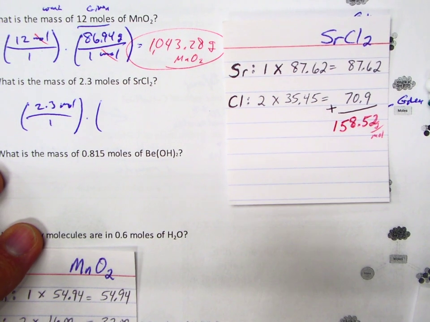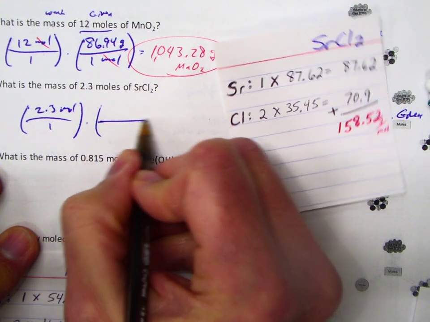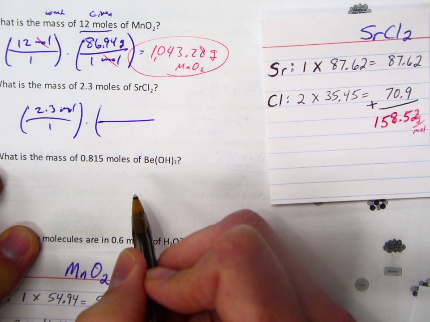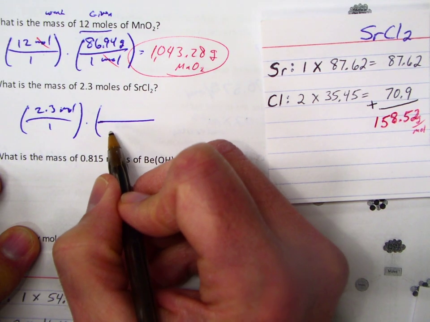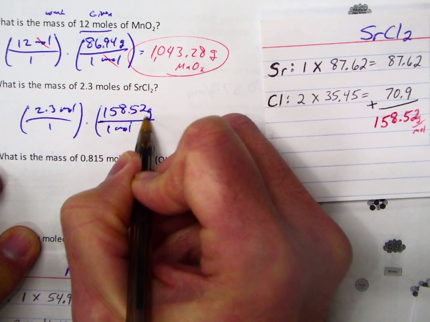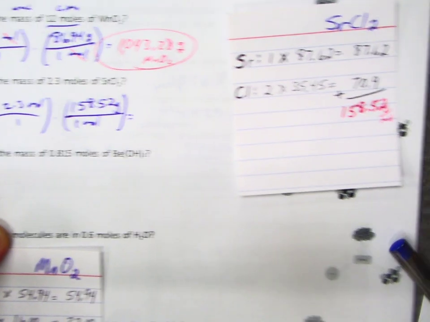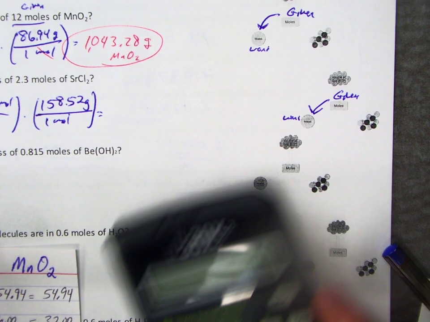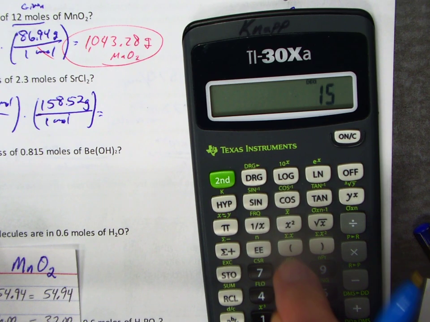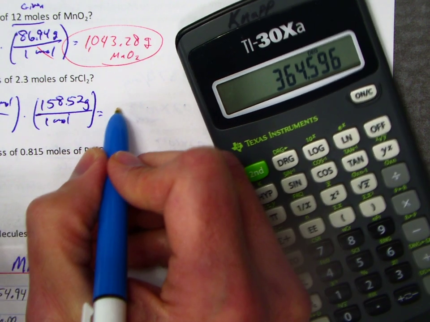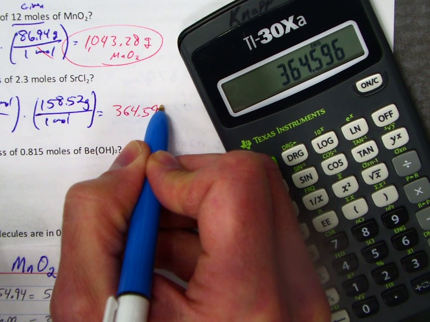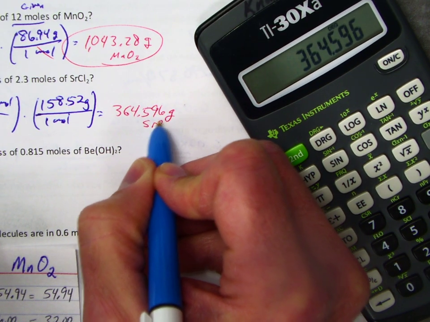Molar mass of strontium chloride is 150. Again, you want to show this on your correctives, where you came up with the numbers. Don't just go straight to the molar mass. So 1 mole of strontium chloride is 158.52 grams. And from here we can do the math. Again, we're not going to worry about multiplying across the bottom because it's all going to be 1. But 2.3 times 158.52 will give us 364.596 grams of strontium chloride.